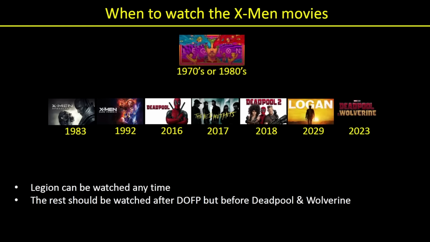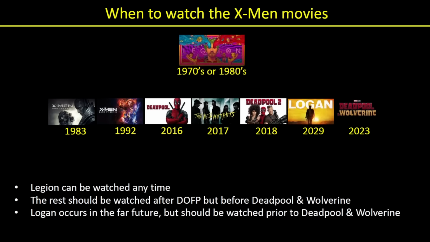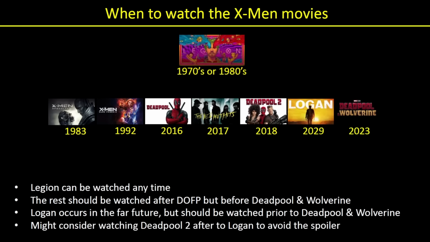So basically just, boom, watch everything. And then there will be some time before we get to Deadpool and Wolverine, obviously, in the timeline. Now, note that Logan is in the far future, 2029, but I definitely think it should be watched prior to Deadpool and Wolverine because it certainly seems like that movie is going to reference Logan. And then also, based on what people suggested in my X-Men timeline, I'm now thinking you should watch Deadpool 2 after Wolverine to avoid, I'm not going to go into details, but a spoiler.